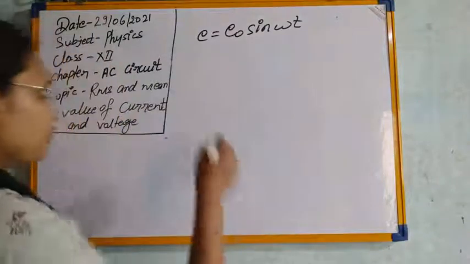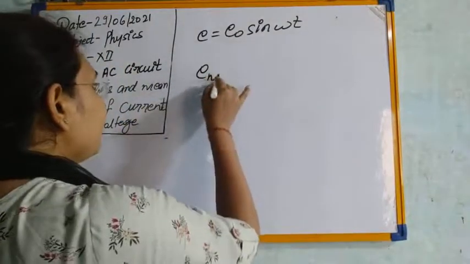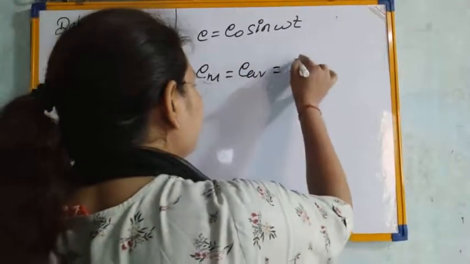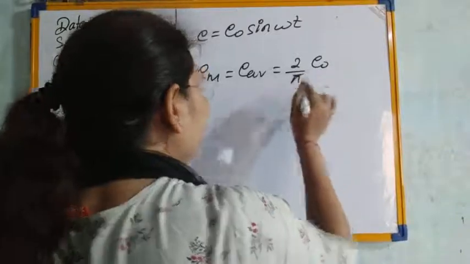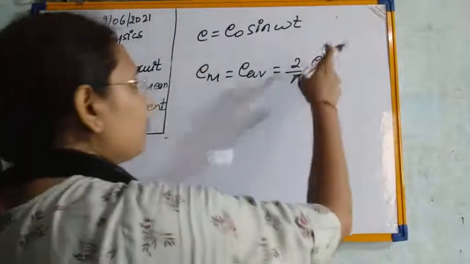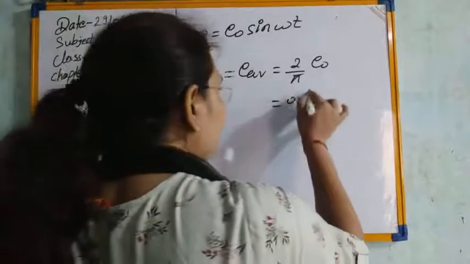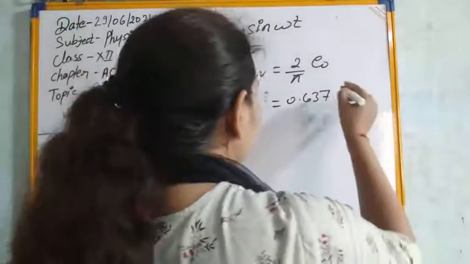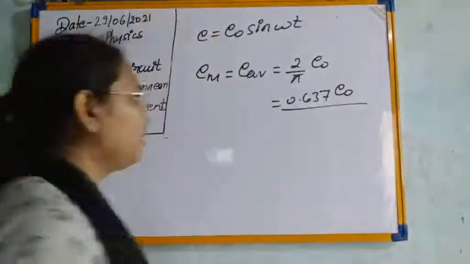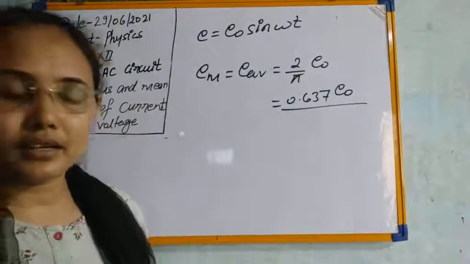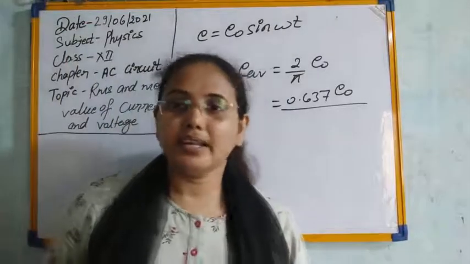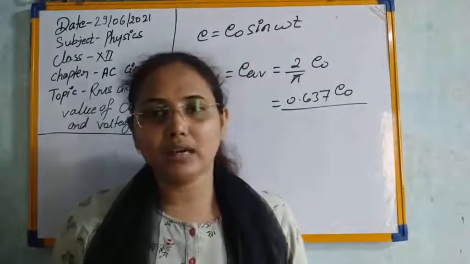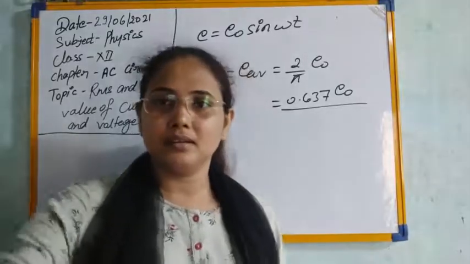So by a similar procedure you can prove that the mean value of alternating voltage, given by E average, is 2 upon pi times the peak value of the alternating voltage. As the peak value of alternating voltage is E0, if you find its value, this is equal to 0.637 times E0. So this is the average value flowing in our circuit for the half cycle, and again for the negative half cycle this value flows in the circuit, and this is the mean value over the complete half cycle of the AC circuit.